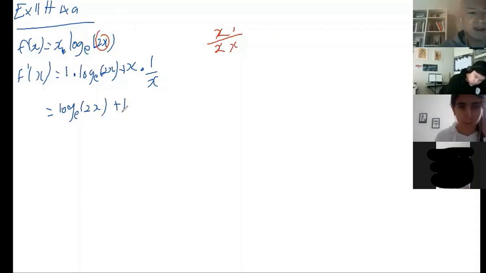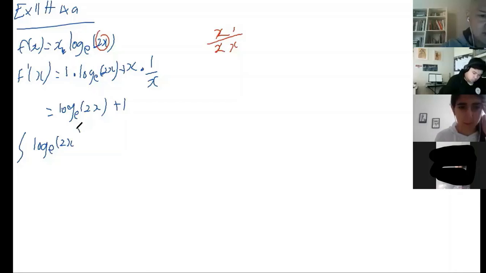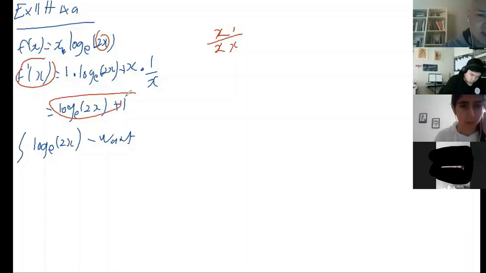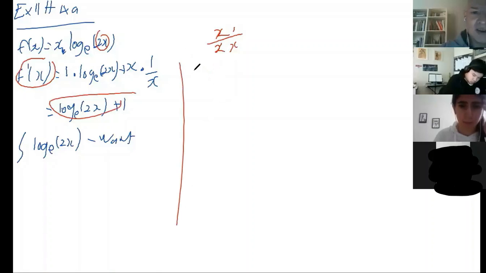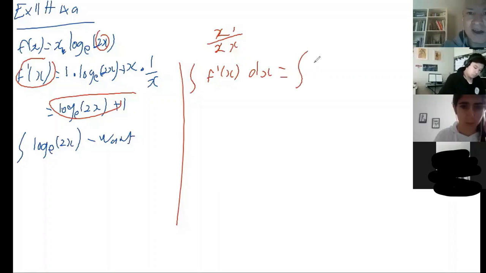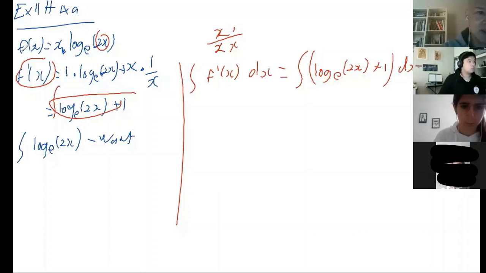integrate log e of 2x. So they want the integral of log e of 2x. Okay, this is what they want us to find. And I'm going to use the fact that f dash of x equals this. So I'm going to do it over here. So if I integrate f dash of x dx, I have to integrate log e of 2x plus 1 dx. Okay, so if I'm integrating this and I'm integrating that, and I'm just showing it there. Now integrate f dash just gives me f of x. That's what that gives me.